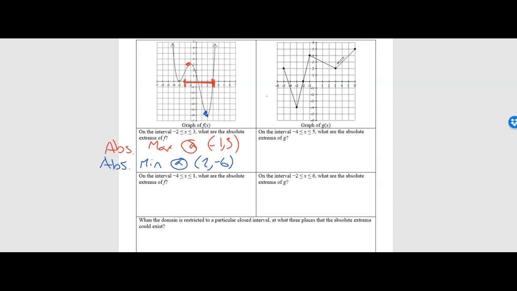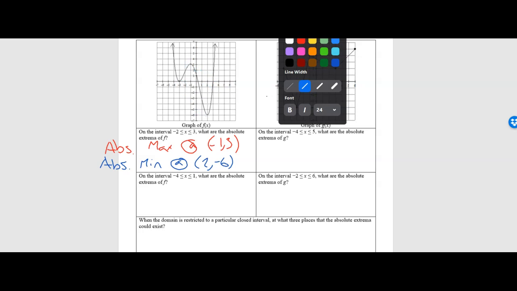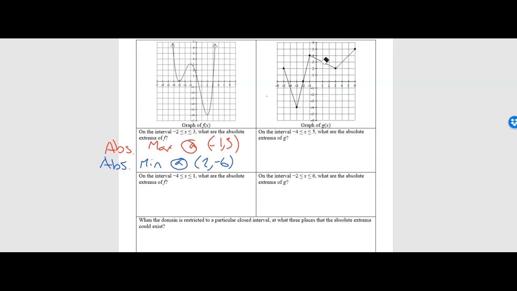Then it says on the closed interval -4 to 1, what are the absolute extrema? Oh, we got to erase this. So now we're at -4 to 1.